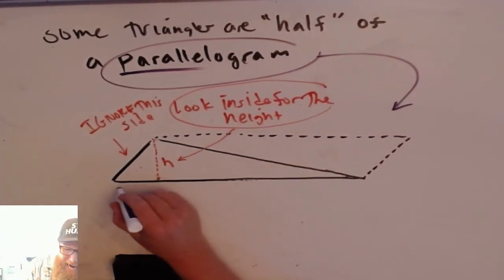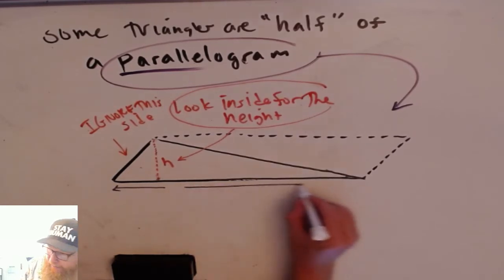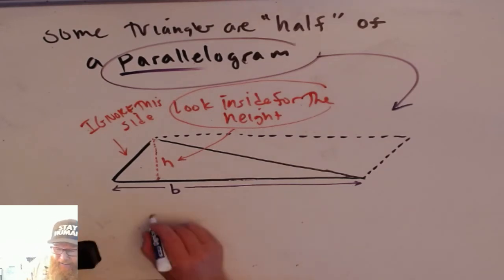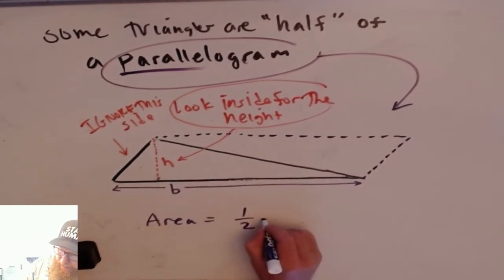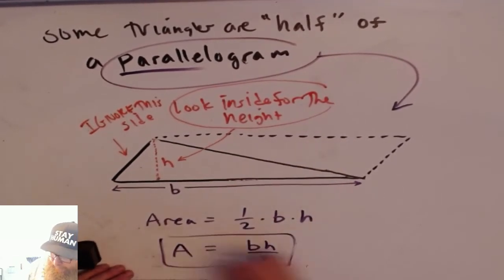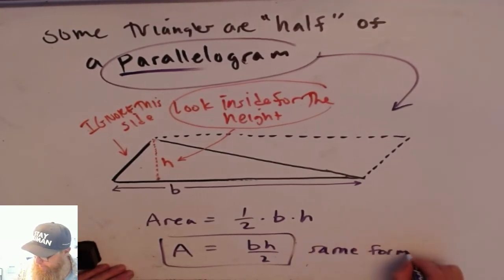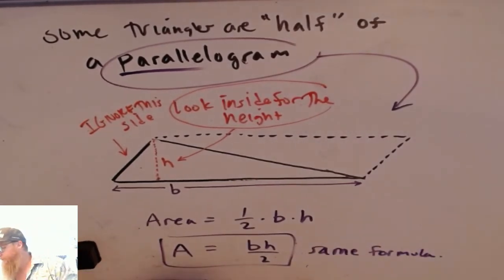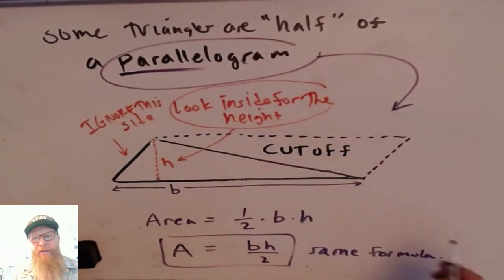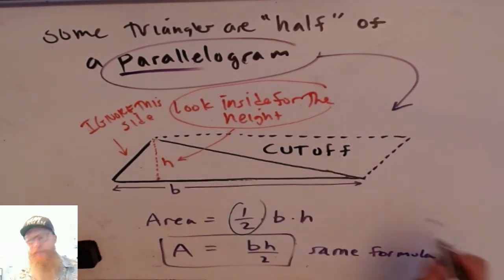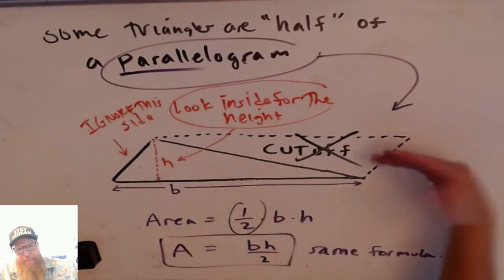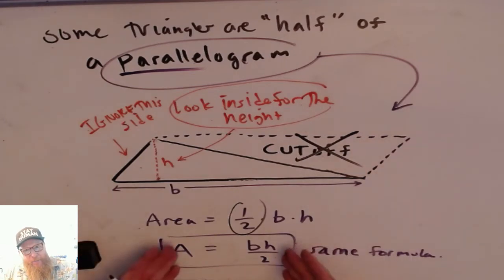Okay, and then the base is this entire side here. That's your base, B. The area is still the same formula, 1/2 BH or BH over 2. Same formula. Okay, and again, this side over here has been cut off. That's why we're taking half. So imagine you have a whole parallelogram and you chopped off this half. What you're left with is a triangle, and that's what we're finding the area of.